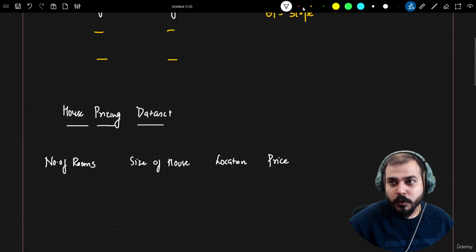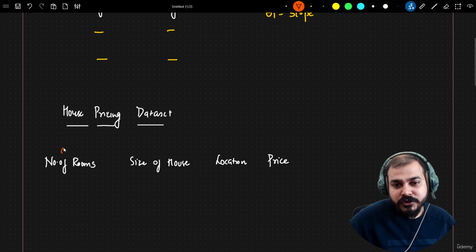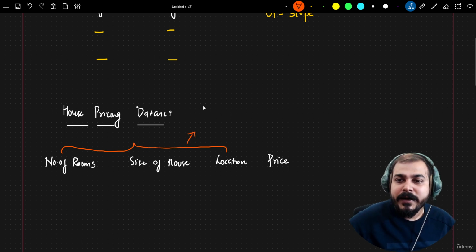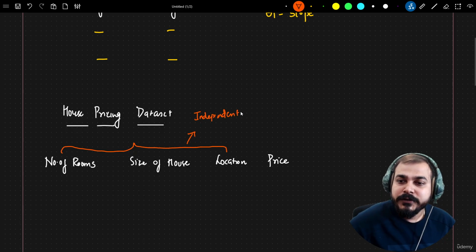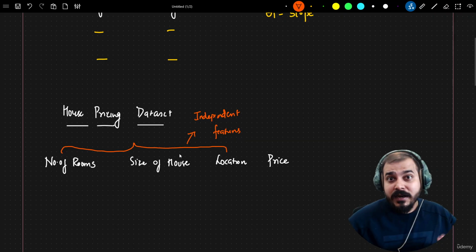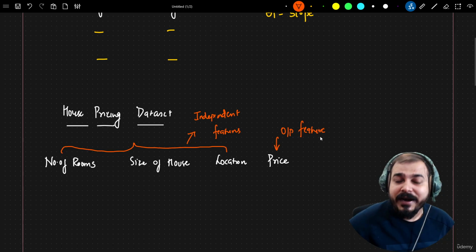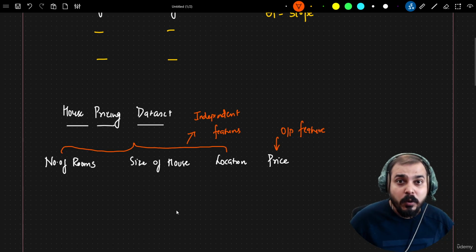in total, and the first 3 features are basically my input features or independent features. I'm just going to write this as independent features. Now in this particular case, you can see that I have more than one input or independent feature, and this is my output feature. Now when we try to find out a best fit line, how does the equation of the best fit line look like?